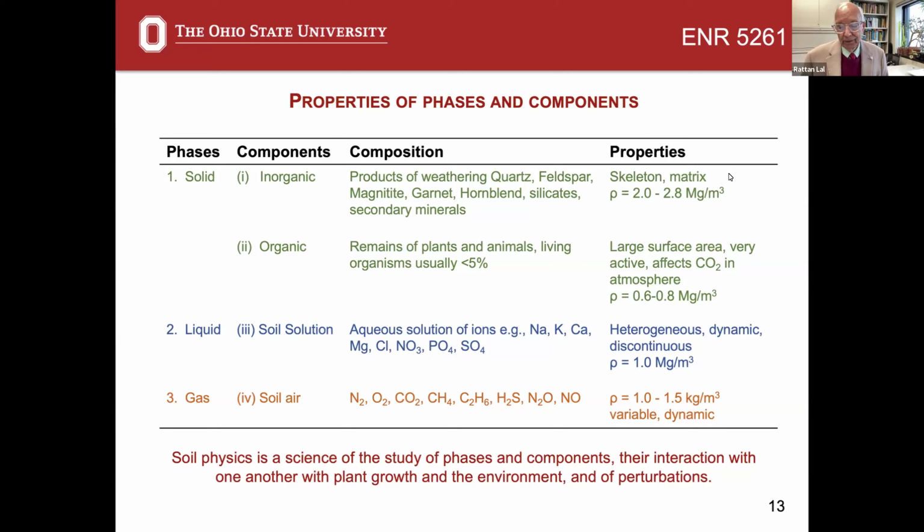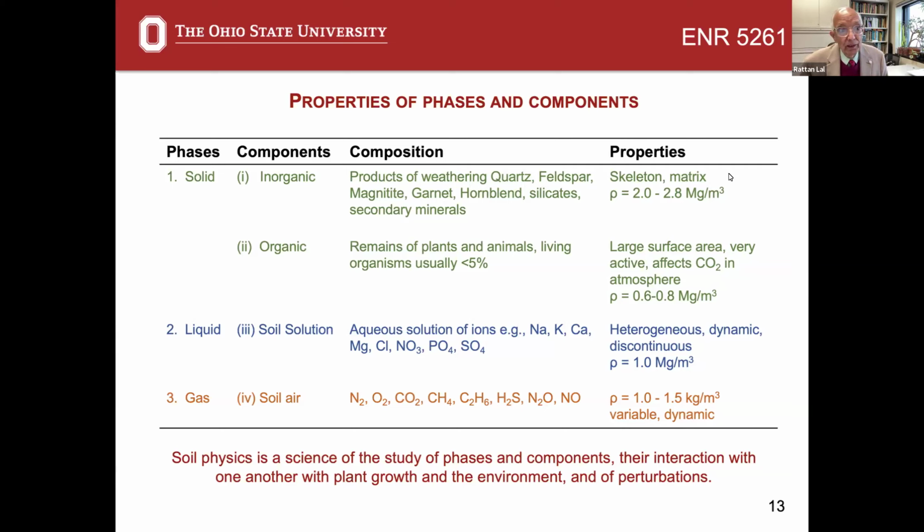And the density of water, as I just explained a moment ago, is 1 gram per cubic centimeter or 1 megagram per cubic meter. Remember, 1 megagram contains a million grams. 1 cubic meter contains 1 million cubic centimeters. That's why they are the same.